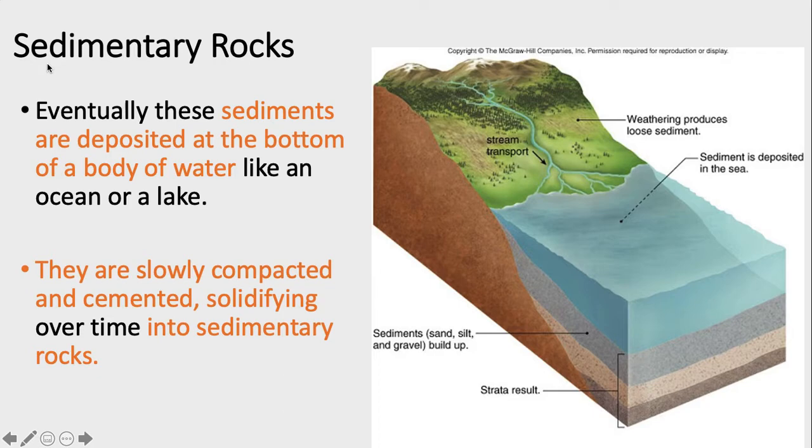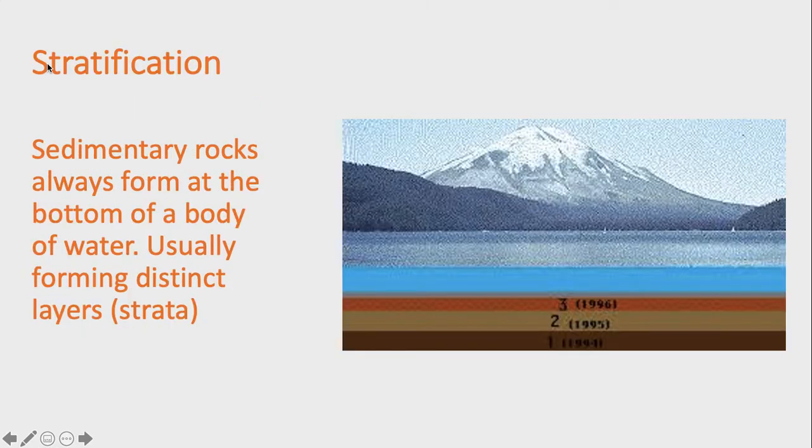A river or a stream will carry the sediments until the end of its journey, which is where water accumulates, like an ocean or a lake. On the bottom of the lake, they're slowly compacted and cemented with more and more sediment getting dropped on top, solidifying over time into sedimentary rocks. And the result of that is called stratification.